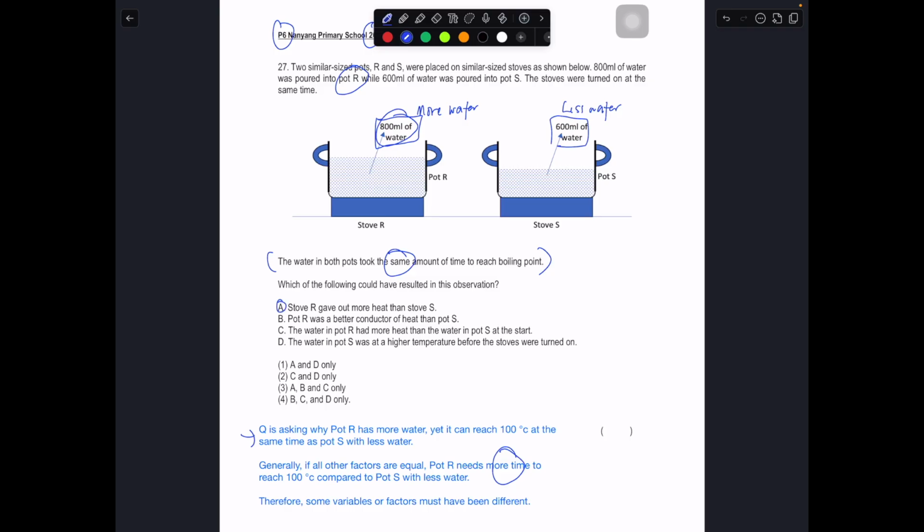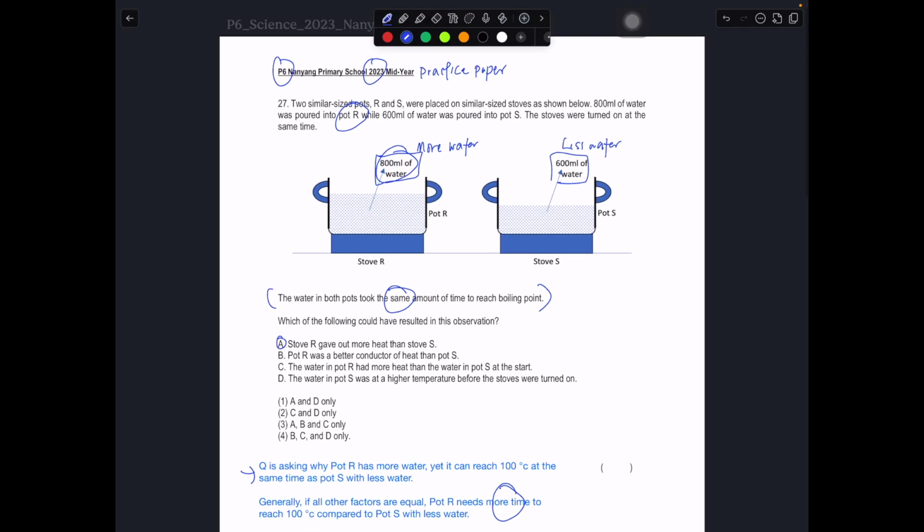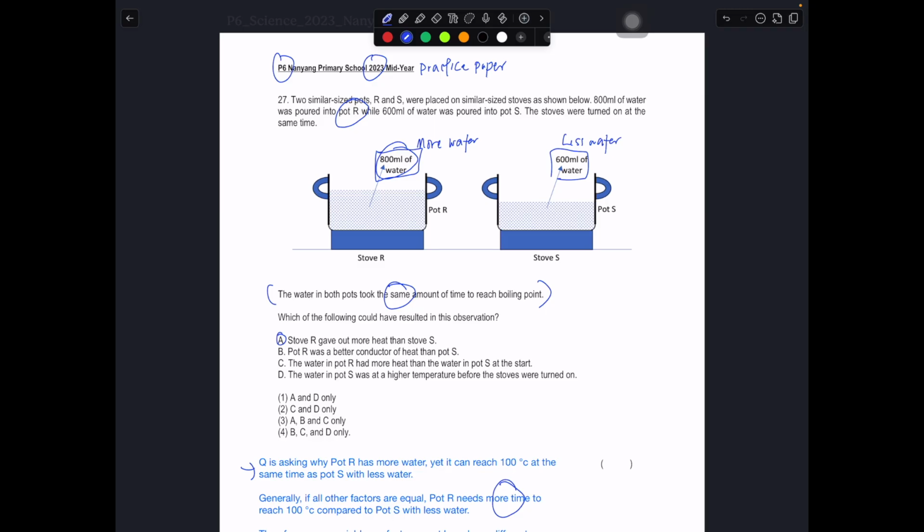Stove R gives out more heat than stove S. This is possible. If stove R gives out more heat, then the 800 ml of water in pot R will gain more heat and reach the boiling point faster. So this is possible, A. So if A is possible, that means the answer can be 1 or 3.